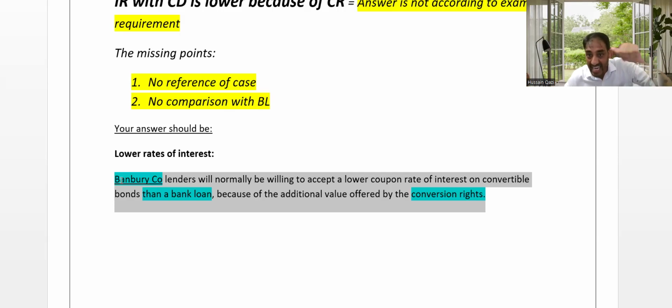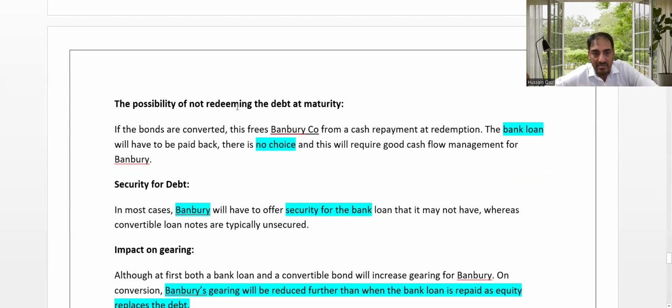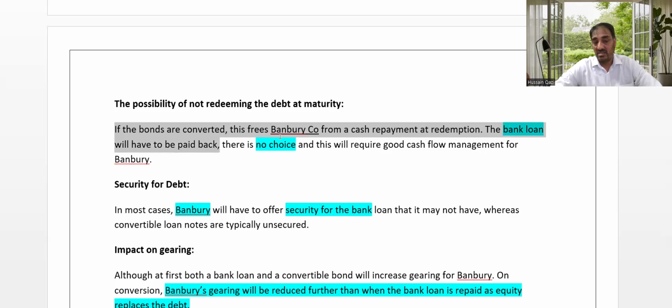You have referred to the case. Number one, you have drafted your answer by mentioning the comparison with the bank loan. That's a point. Another point, 3 points is good enough. Possibility of not redeeming debts at maturity. If bonds are converted, Banbury can avoid cash payment at redemption. But the bank loan will have to be paid back. There is no choice, as this will require good cash flow management for Banbury.